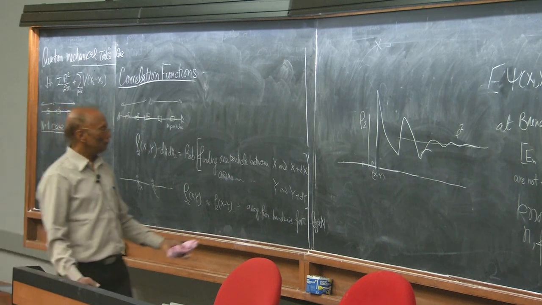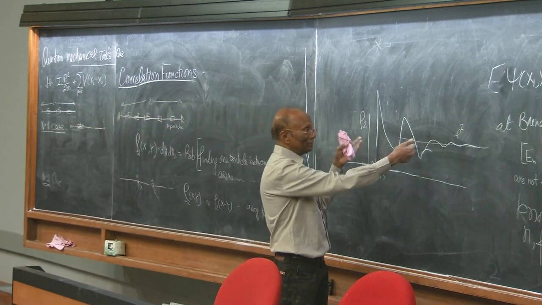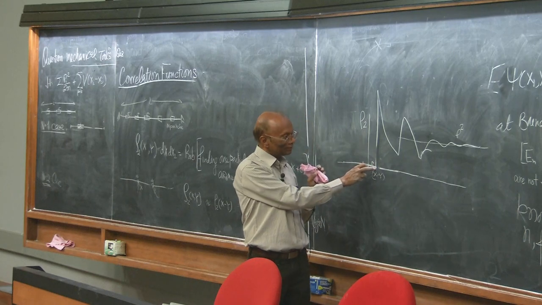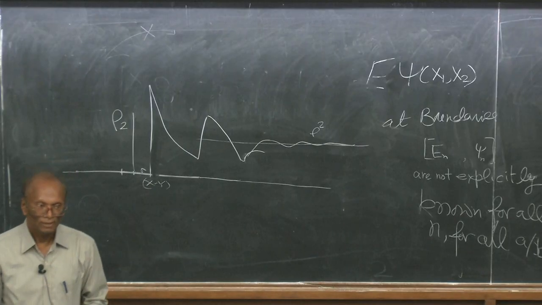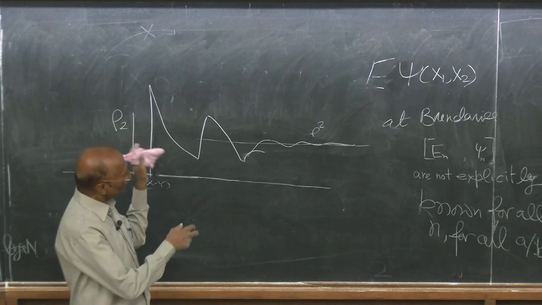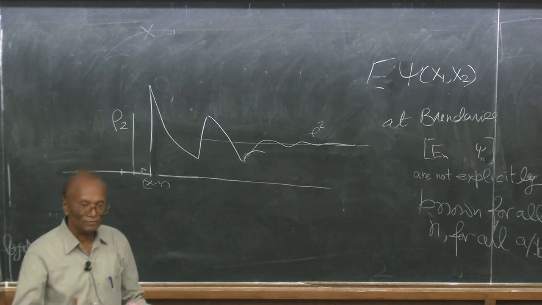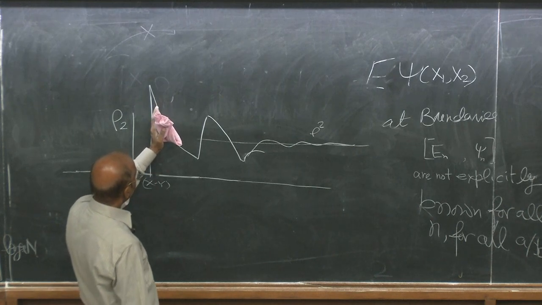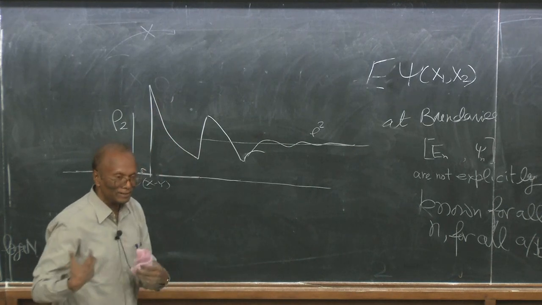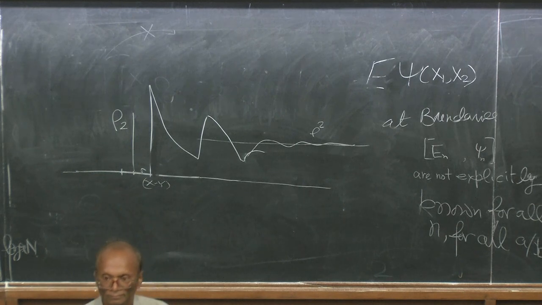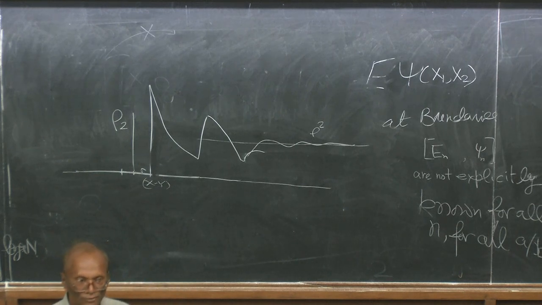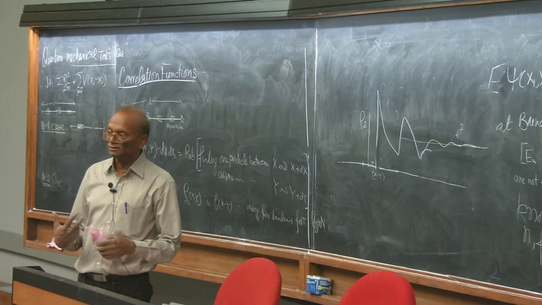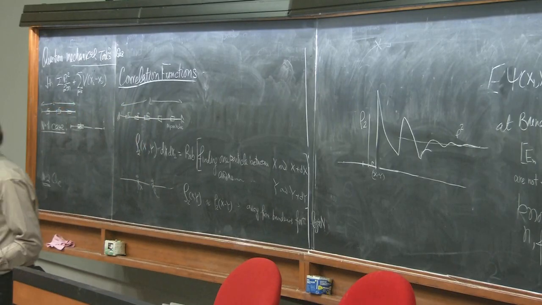Why does this bump occur precisely at sigma? Because you have put n particles, so the mean density is rho, but you have removed, and particles cannot be here. So the n minus 1 particles have to be in the rest, so some bumps have to occur. But suppose there is a particle here, then again, very close to it, another particle cannot occur. And so there is a dip.